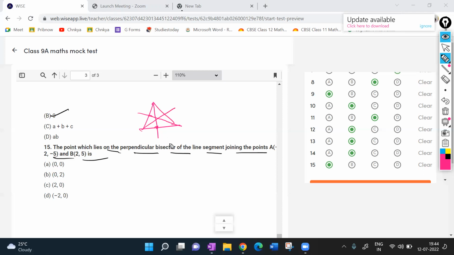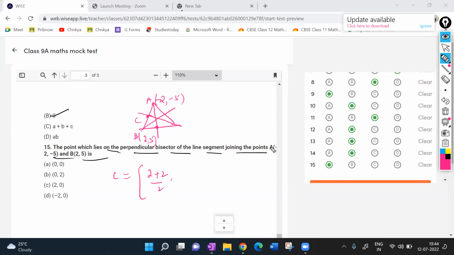Now if I take this as A, B, and if I take this as C, then C is the midpoint of AB or not? Yes, sir. So C is the midpoint of AB, and he has given A as 2 comma minus 5 and B as 2 comma 5. We need to find C.